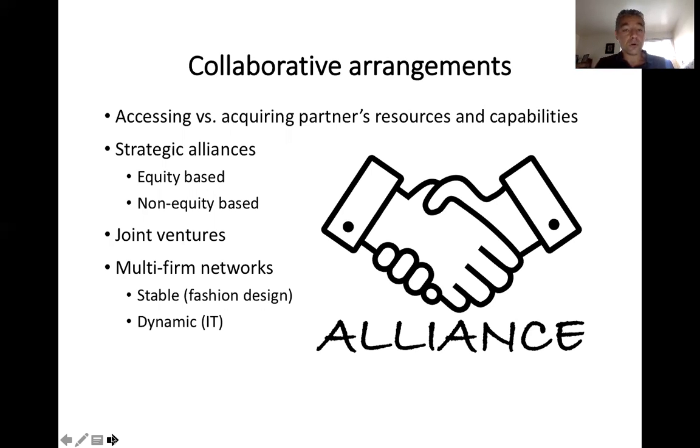So if your goal is to access partners' resources and capabilities rather than outright buying resources and capabilities, you can do that through strategic alliances, joint ventures, or multi-firm networks, right? You can simply partner up and not commit your financial resources to an uncertain project.